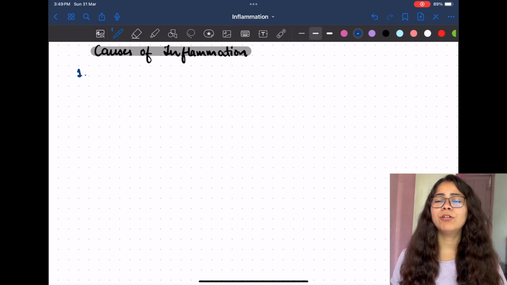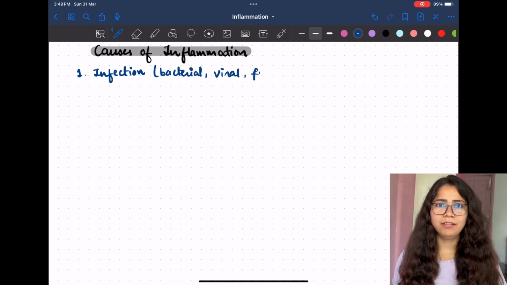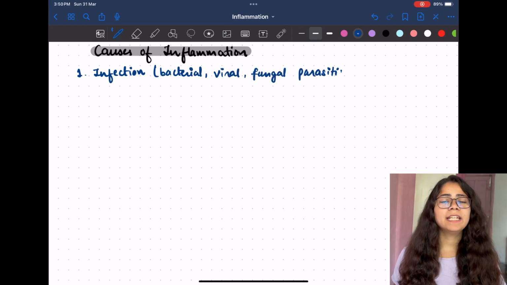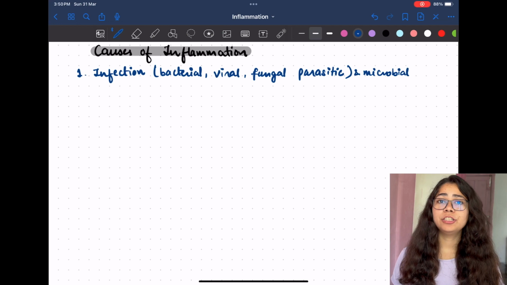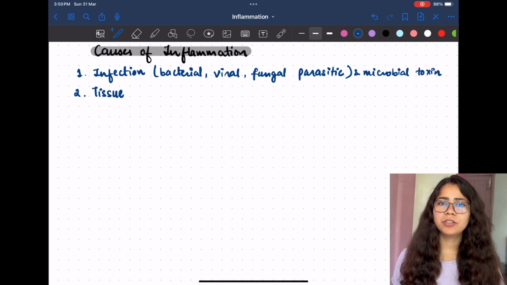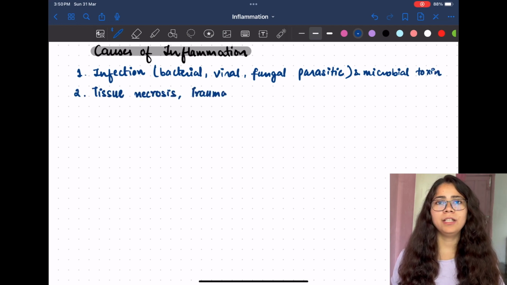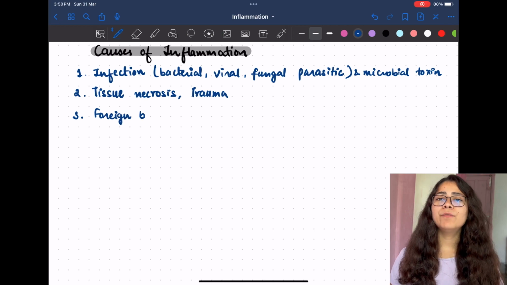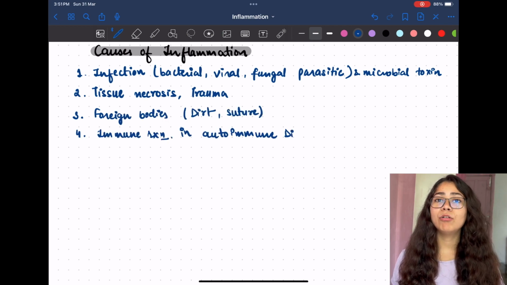Why is this inflammation happening in our body? There are four main causes behind this. First is infection, that can be any like bacterial, viral, parasitic. Second is tissue necrosis, that is tissue death caused by any injury or trauma. Third is foreign body like dirt and suture. And fourth is our own immune response, like in many autoimmune diseases.